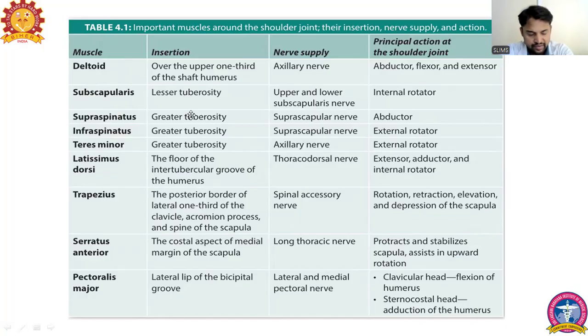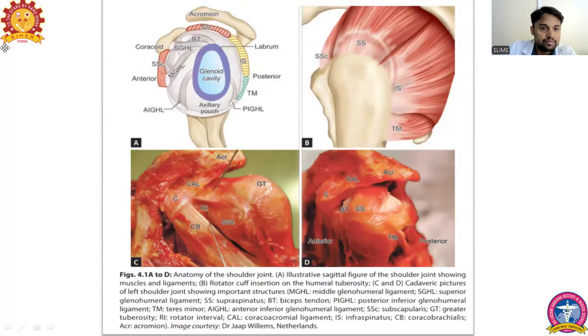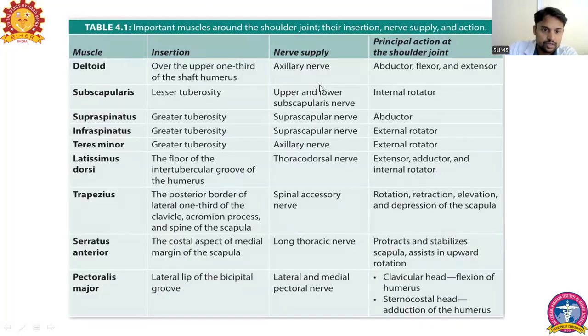Then the subscapularis. The subscapularis, as you know, originates from the ventral surface of the scapula and is inserted into the lesser tuberosity. As we saw in this image, this is the subscapularis insertion into the lesser tuberosity. The action of the subscapularis is internal rotation. The nerve supply is the upper and lower subscapular nerves. These upper and lower subscapular nerves also arise from the roots of the brachial plexus, or sometimes from the trunk of the brachial plexus.